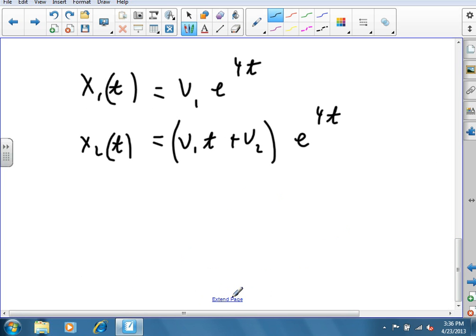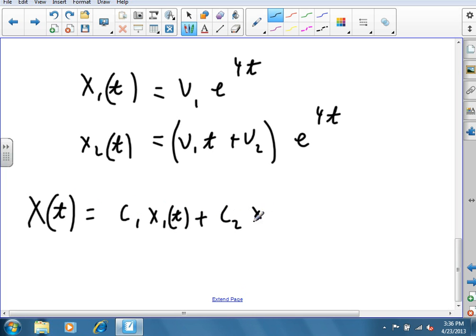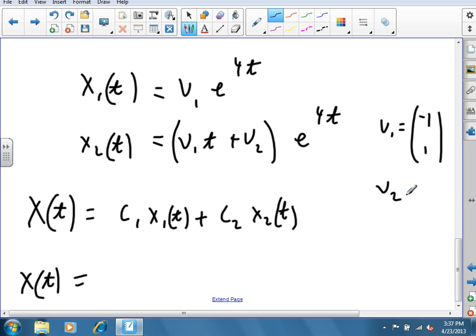Okay, and then turn the page. I find that final answer, x of t is going to be c1 x1(t) plus c2 x2(t). Okay, I forgot what v1 and v2 is. Okay, so v1 is minus 1, 1, and v2 is 1, 1.